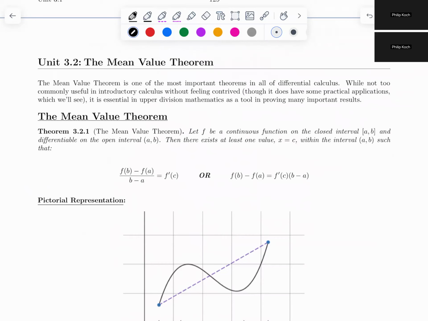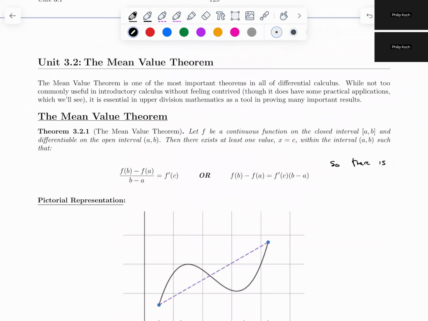But it says, let f be a continuous function on a closed interval and differentiable on the open version of the same interval. So it doesn't necessarily need to be differentiable at the endpoints. It just needs to be differentiable on the inside of it. Then there exists at least one, there could be multiple, but at least one value c within the interval such that f of b minus f of a over b minus a is equal to f prime of c. Or more usefully in proving things, f of b minus f of a is equal to f prime of c times b minus a.